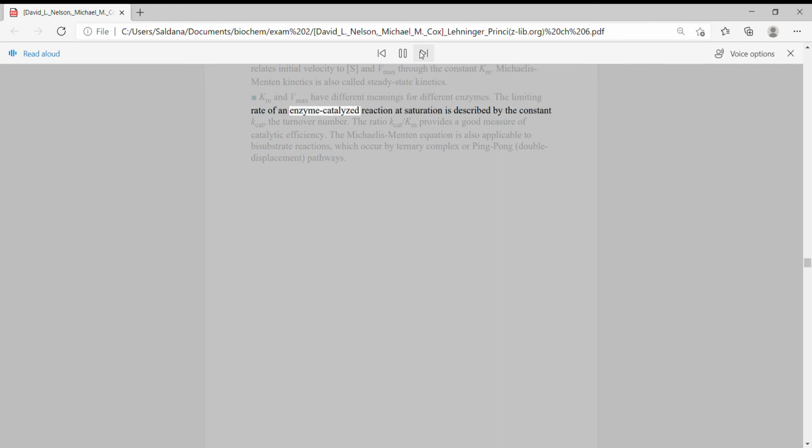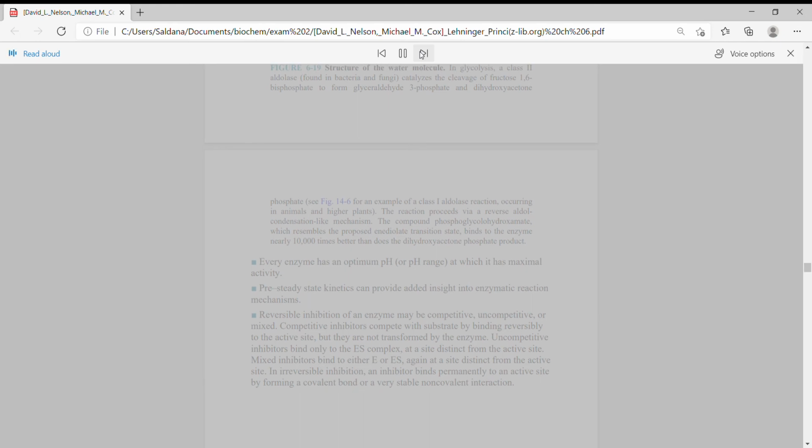The limiting rate of an enzyme-catalyzed reaction at saturation is described by the constant kcat, the turnover number. The ratio kcat/Km provides a good measure of catalytic efficiency. The Michaelis-Menten equation is also applicable to bisubstrate reactions, which occur by ternary complex or ping-pong, double displacement pathways. Figure 6-19: Structure of the aldolase found in bisphosphate. Every enzyme has an optimum pH or pH range at which it has maximal activity. Pre-steady-state kinetics can provide added insight into enzymatic reaction mechanisms.